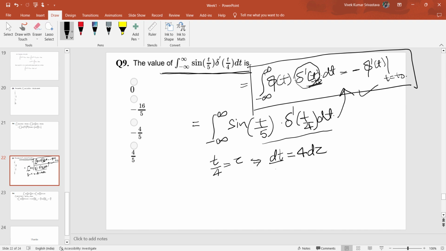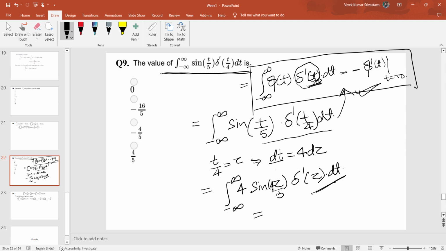And the limit can be similarly changed, so this will be equal to minus infinity to infinity, 4 sine of tau delta dash of tau, and this will be 4 by 5 d tau. So now we can see that these two expressions are the same. So now we can use this property. For that, we will take this 4 outside this expression.